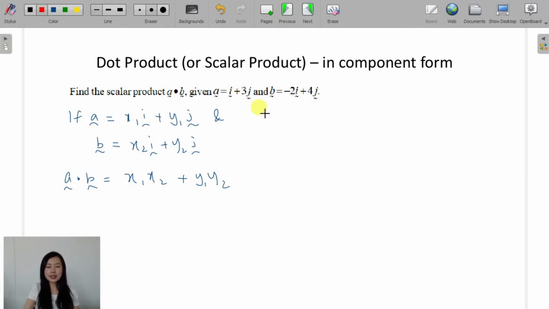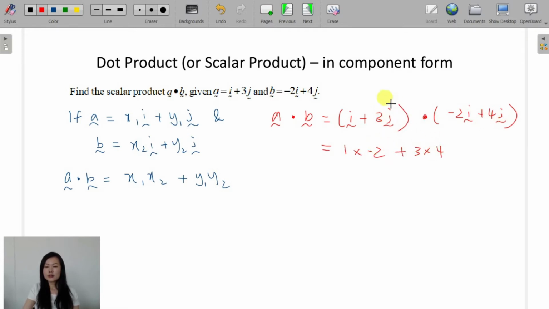Okay, so in this case, we are doing i plus 3j dotted with minus 2i plus 4j. All right, so very simple, x times x, so that's 1 times minus 2, 3 times 4, add them together, 10, that's the dot product.